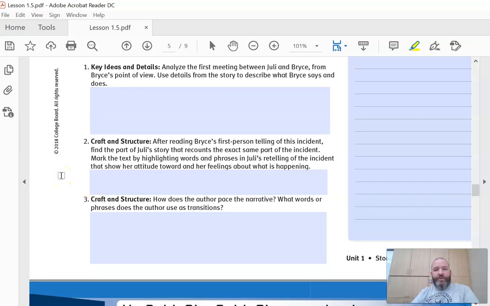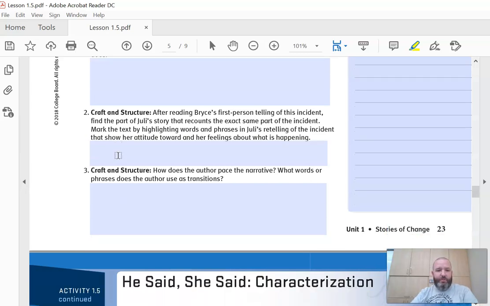After reading Bryce's first-person telling of this incident, find the part of Julie's story that recounts the exact part of the incident. Mark the text by highlighting words and phrases in Julie's retelling of the incident that show her attitude toward and her feelings about what is happening. So you'll notice after you read the story that the way that they remember that story and retell that part of their lives is quite different.